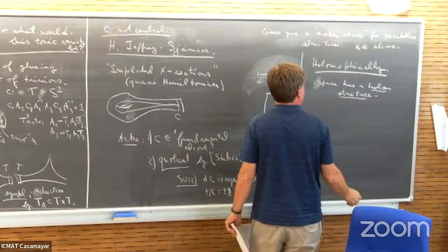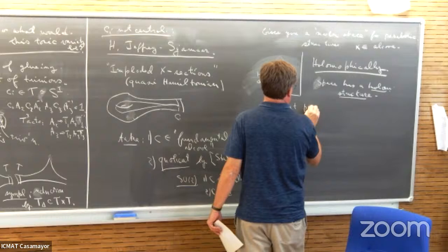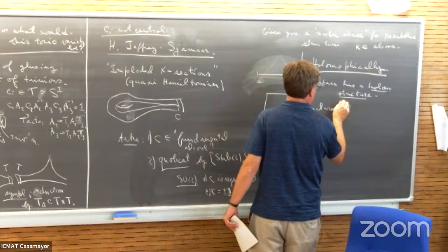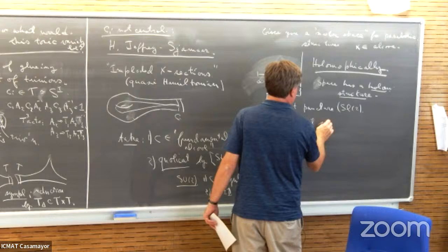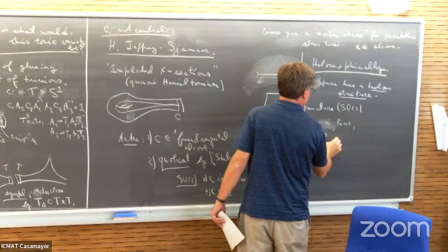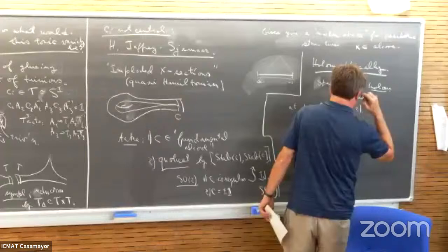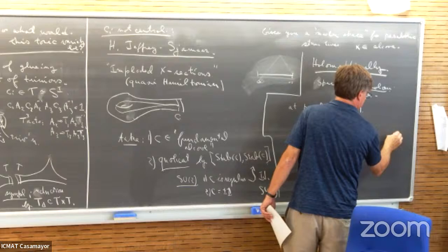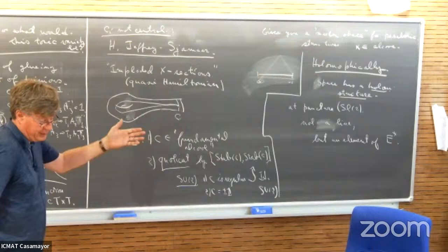So at the punctures, for SL2, not only a line, which would be the parabolic structure again, but actually an element of, I suppose, the dual of the bundle. Okay. So the kernel of that element, if it's not zero, gives you the line.